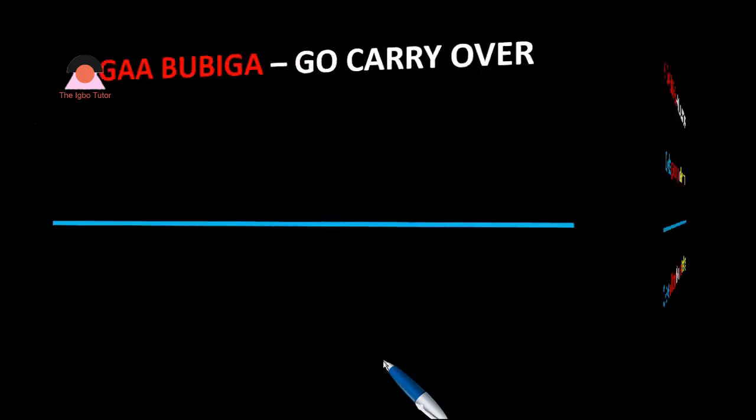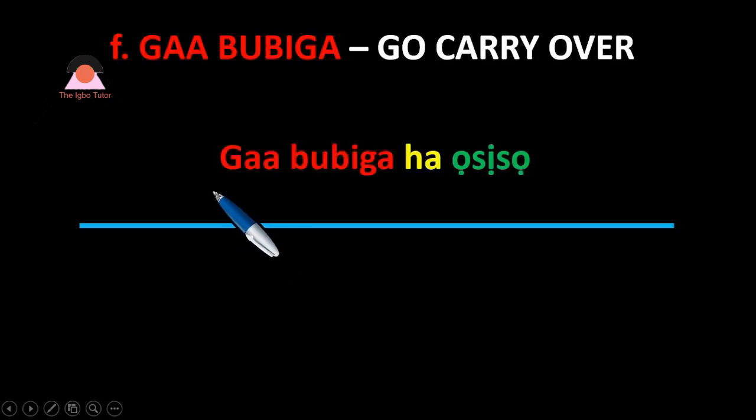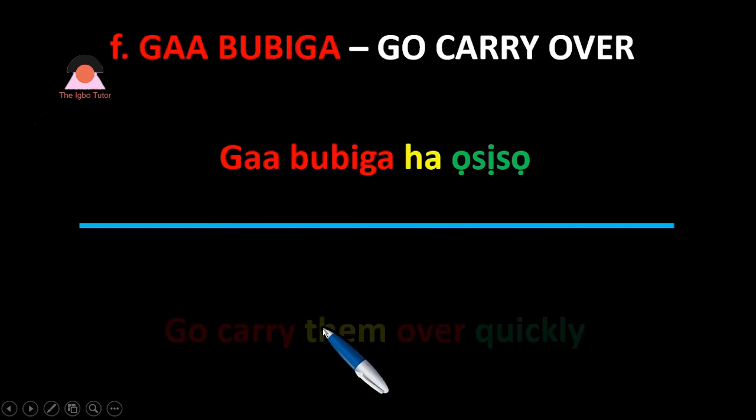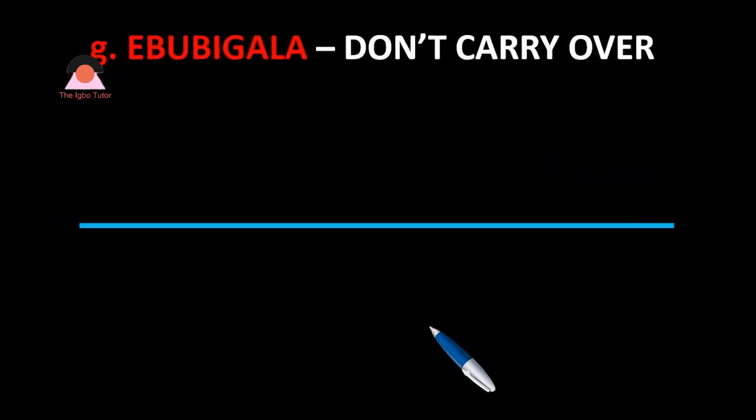We move on. The next one is ga bubiga, an instruction. Go carry over. All right, look at the sentence. Ga bubiga ha ọsịsọ. This means go carry them over quickly. Ga bubiga ha ọsịsọ or ọsọsọ, as the case may be.